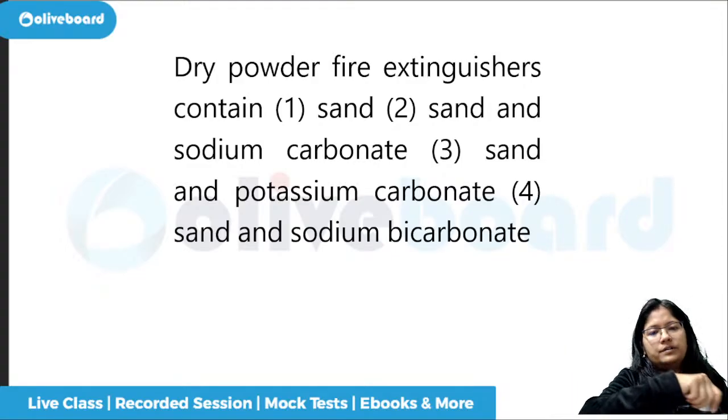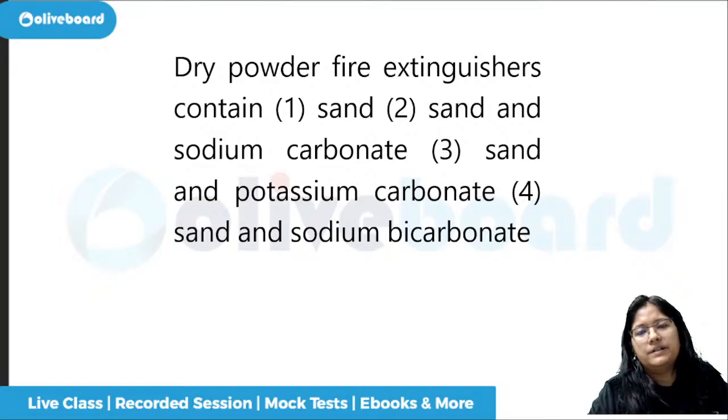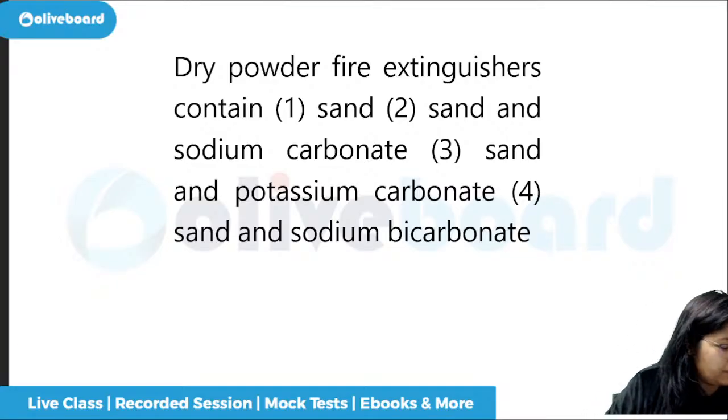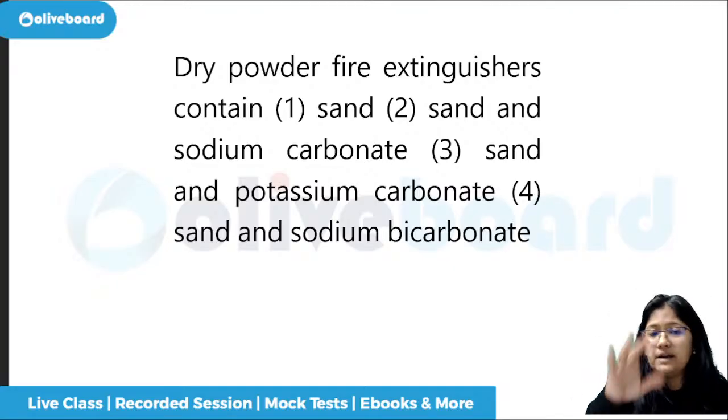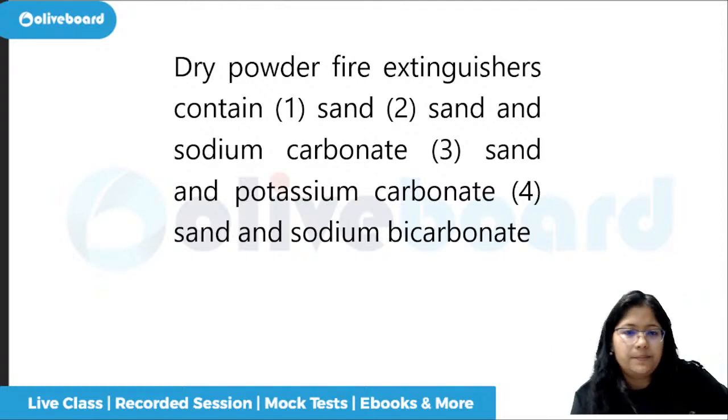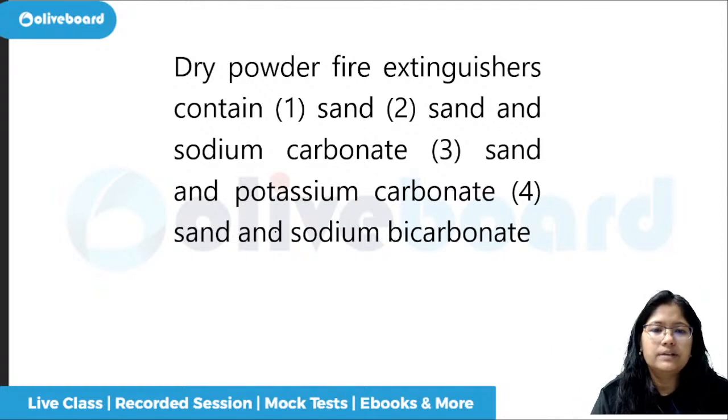Dry powder fire extinguisher contains. So what does a dry powder fire extinguisher contain? It contains sand. In many petrol pumps you can see sand kept hanging in buckets. It contains sand and sodium carbonate. It contains potassium, sodium bicarbonate. So what is the correct answer? It contains sand and sodium bicarbonate.